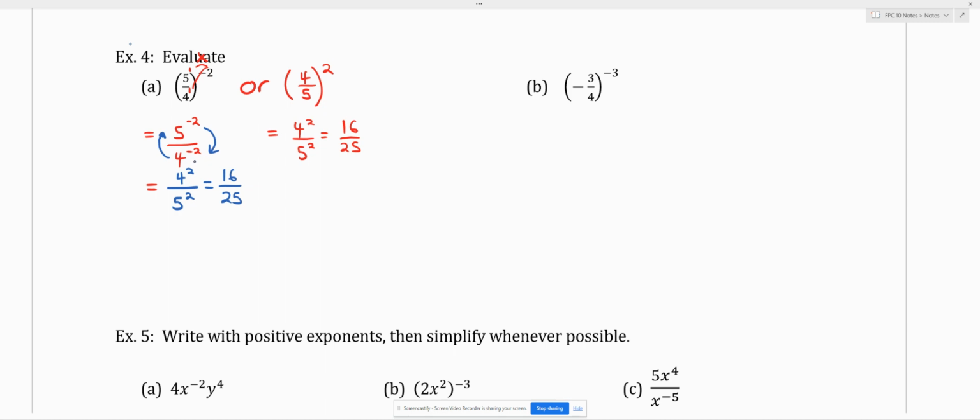You choose which one makes more sense to you. I think the one on the right here is my favorite, because as soon as I see negative exponents, I like to get rid of them as quick as I can. So that's my priority. So I'm going to do that with B here.